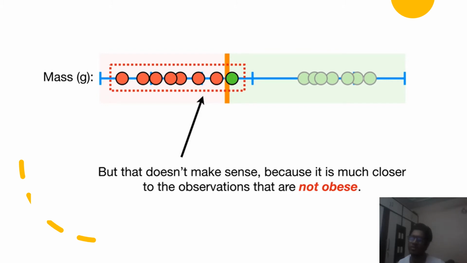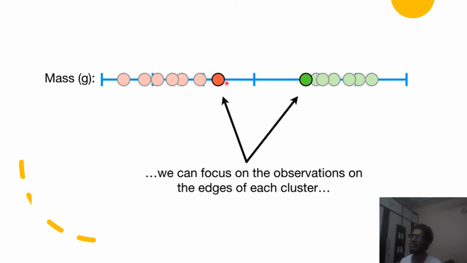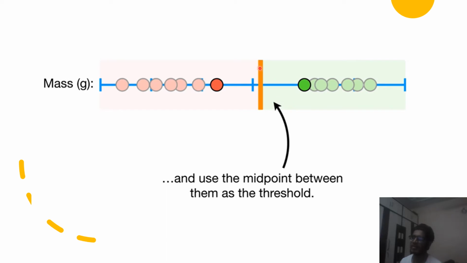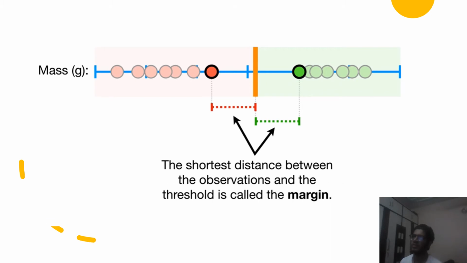We chose the wrong threshold. So if we focus on the observations that are on the edges of each cluster, we can find a midpoint. Since this midpoint is at equal distances from the edges of both clusters, if we now get the new data point which is here and here, we can properly classify it. And since this is the shortest distance between both the observations, this threshold is called the margin.